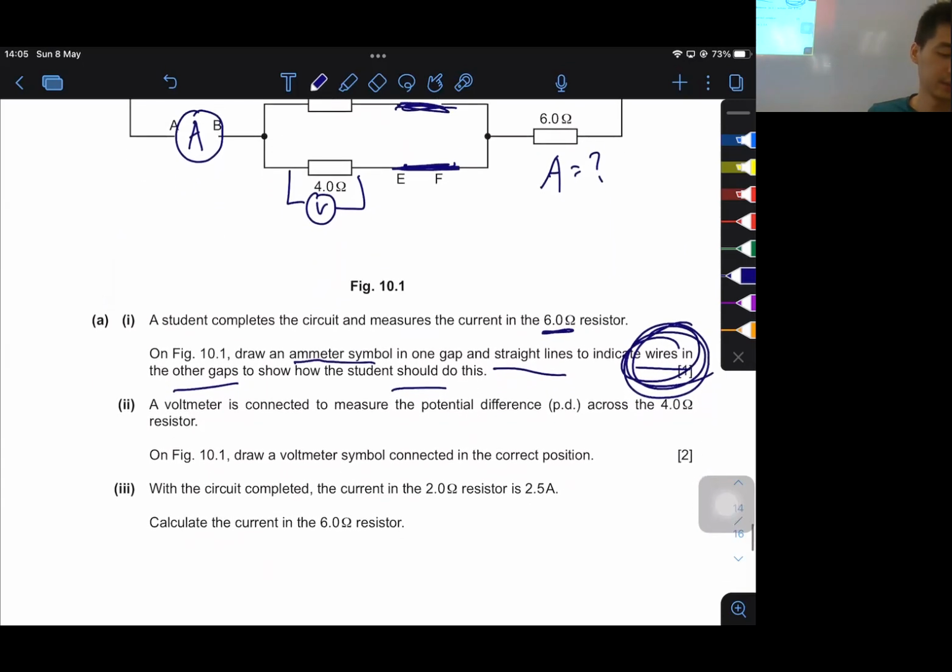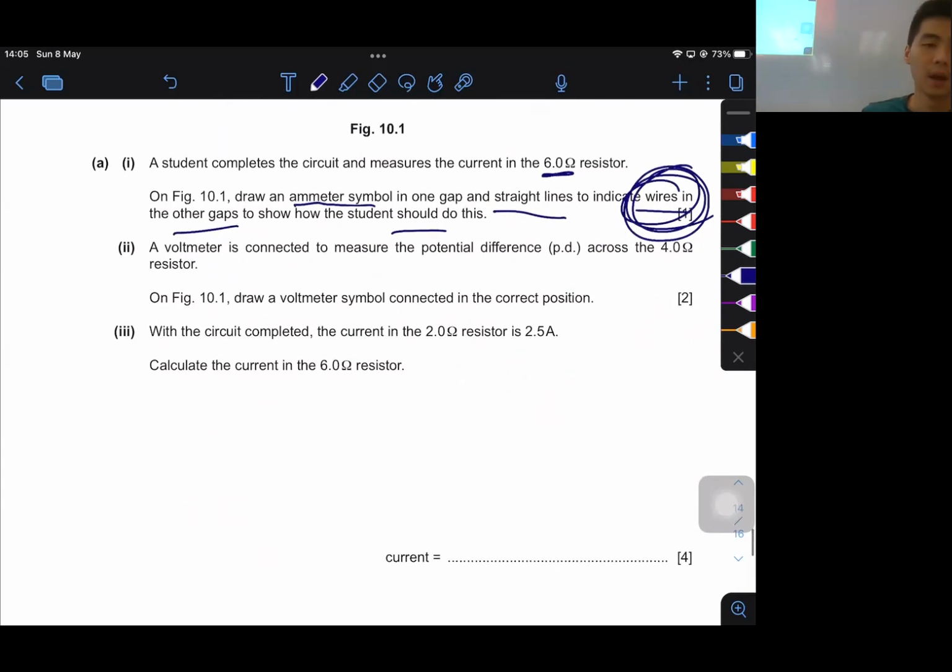Then after that, the calculation part. How many of you got this answer, by the way, the calculation part? The answer is supposed to be 3.75 amperes. None of you got it.